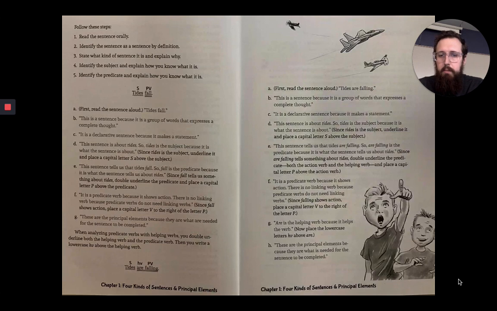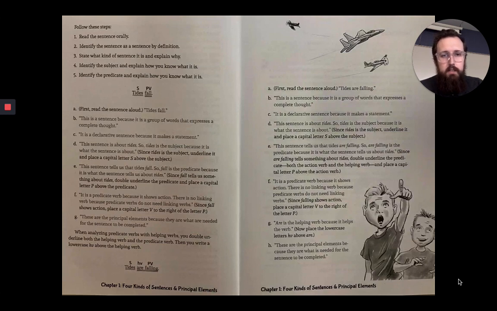When analyzing predicate verbs with helping verbs, you double underline both the helping verb and the predicate verb and write a lowercase hv above the helping verb. For example, tides are falling. This is a sentence because it is a group of words that expresses a complete thought. It is a declarative sentence because it makes a statement.